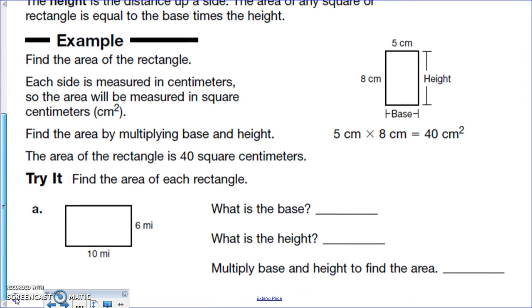Try it. Find the area of each rectangle. For A, what is the base? We know that's across the bottom, so we've got 10 miles. Then the height, we have 6 miles. Then we know the area equals the base times the height, so 6 times 10 is 60, so it becomes 60 miles squared.